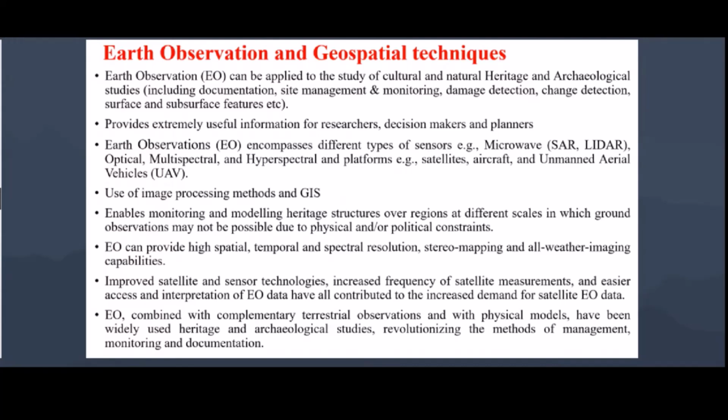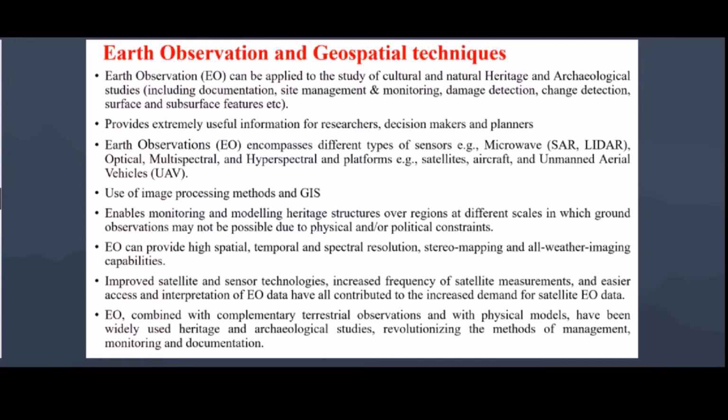So if I have satellite data for a considerable period of time, say from the 1970s till date, I can see how the area around the heritage structure has changed, what anthropological aspects have affected it, how it has changed over time, and what its imprints on the landscape are. So these things can be studied.